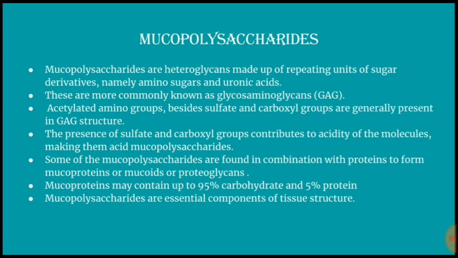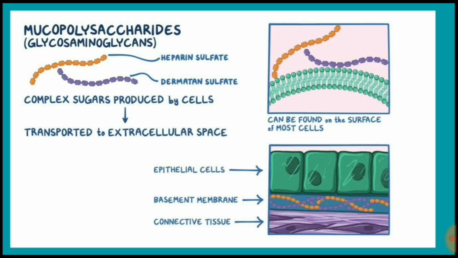Now where is this mucopolysaccharide essential? It is an important component of tissue structure. So it maintains the structure of tissue. So you can see the mucopolysaccharide, which is a glucosaminoglycan. It has heparin sulfate and dermatan sulfate. So this complex sugar is produced by the cell and is transported to the extracellular space outside the cell, thereby allowing it to hold the cells together as well as keeping the tissues together and forming a tissue structure.